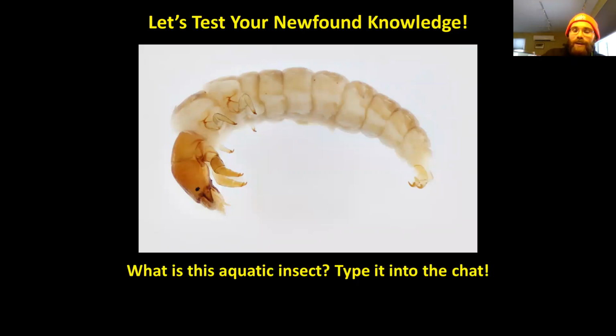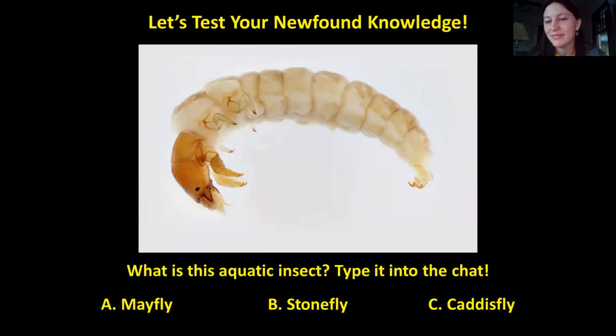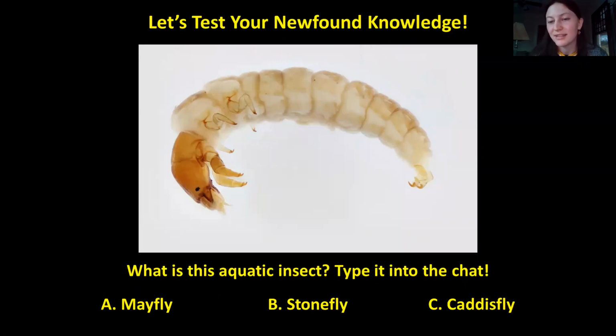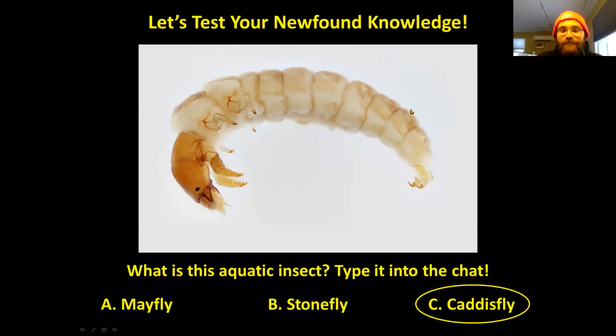Ooh, big old chonker. What is this aquatic insect? Type it into the chat. Is it a mayfly, a stonefly, or a caddisfly? Okay, we're getting some caddisfly answers. Looking like solid caddisfly. Perfect. You are correct. It is indeed a caddisfly. Big old chunky larva. It's got the butt hooks right here, that highly sclerotized head.